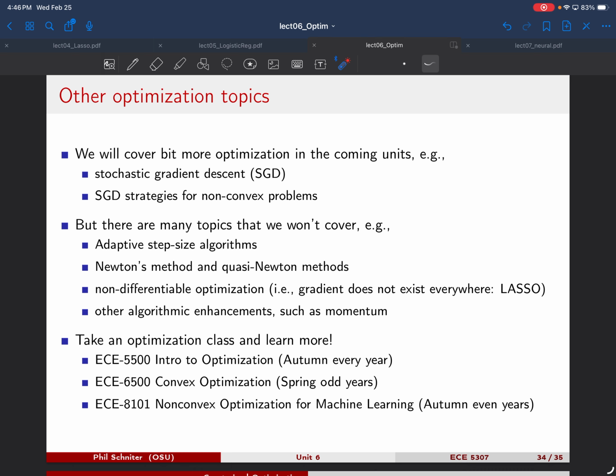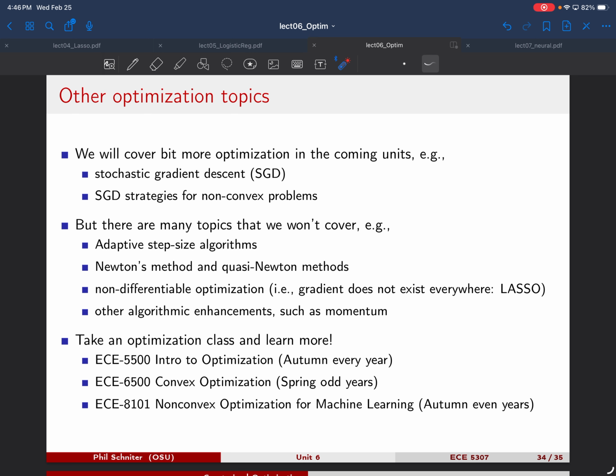But there are many things that we won't cover in this course. I mentioned today these adaptive step size algorithms. We're not going to get into those details. There is a fancier class of algorithms than gradient descent called Newton's method, which instead of a scalar step size, you could think of as having a matrix step size that involves the Hessian of the function you're optimizing. We're not going to get into the details of non-differentiable optimization, what we need to solve things like lasso. And then there are other algorithmic enhancements like momentum that we won't really dive into.